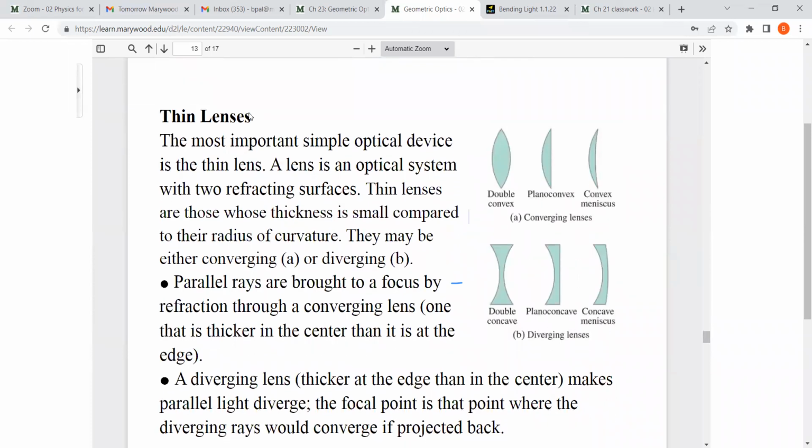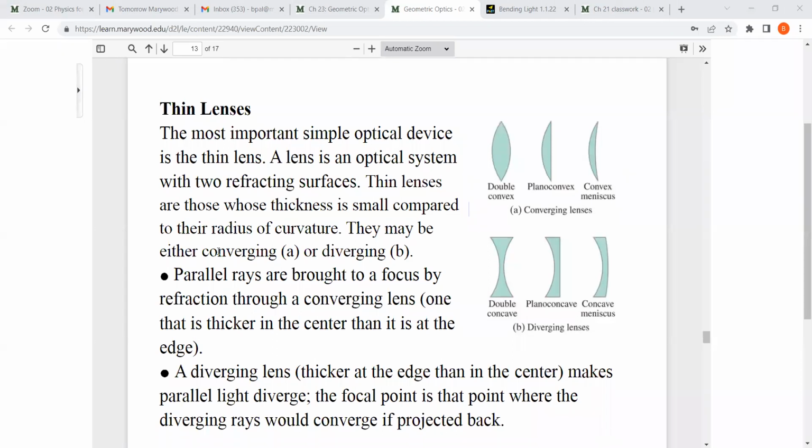All right, so these are some examples of lenses, thin lenses. So here we have two refracting surfaces. You see that it is made of two refracting surfaces. Here is one surface, there is another surface. In all lenses we have two refractive surfaces. Now we are basically interested in the double convex lens and the double concave lens.